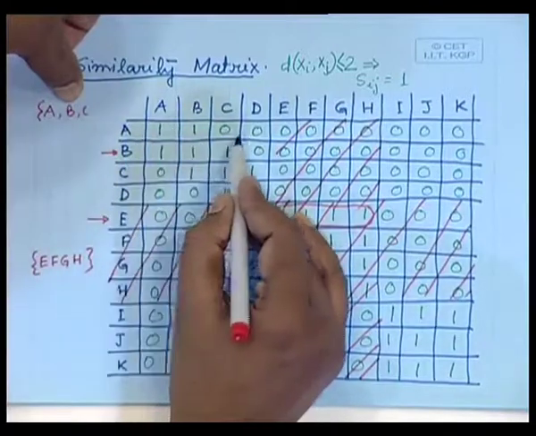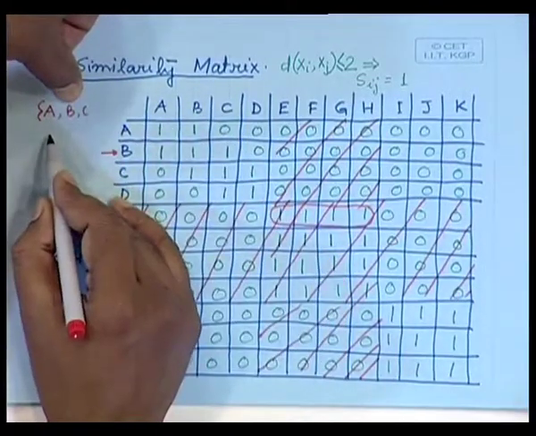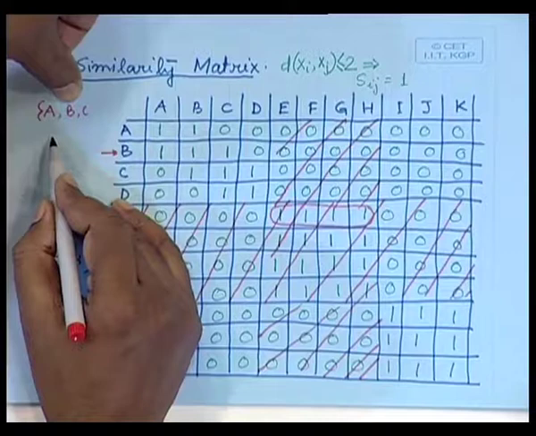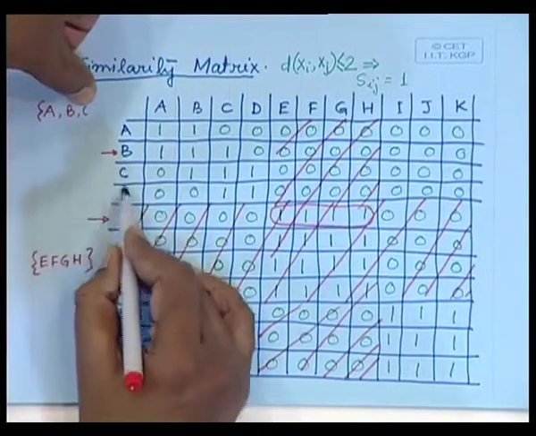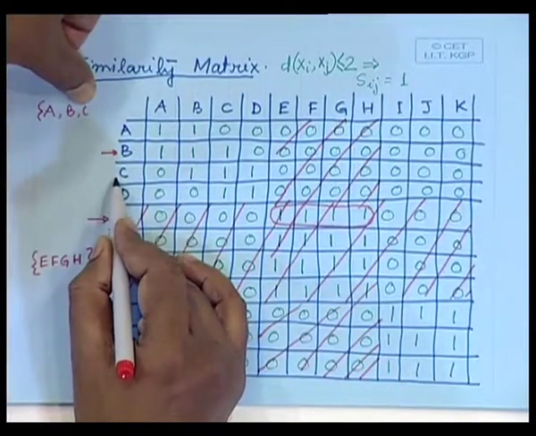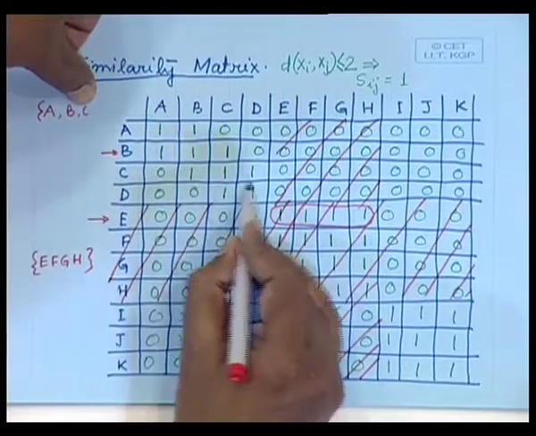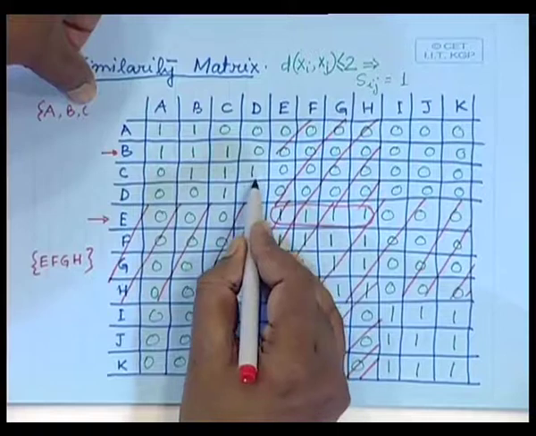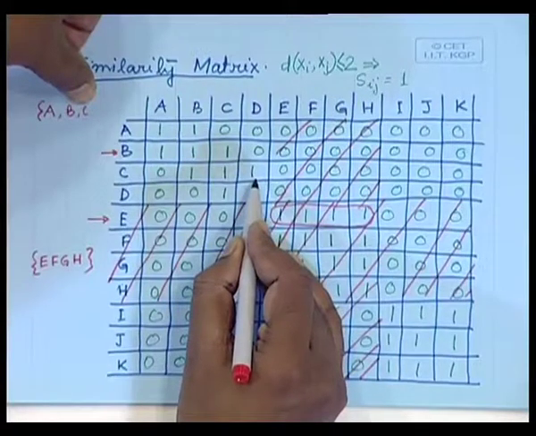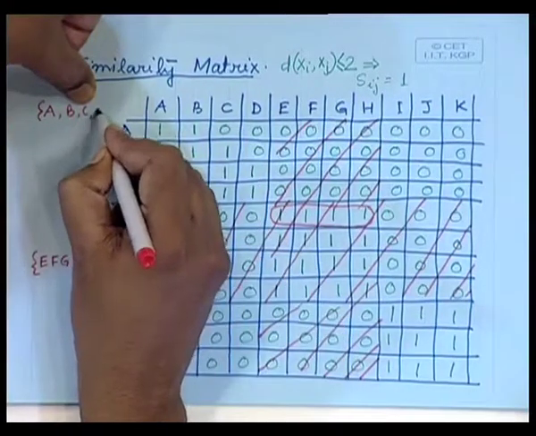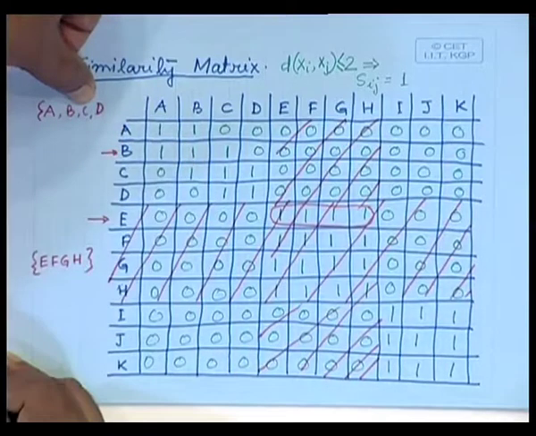So, from this row of A, I cannot add any other feature vector into this cluster. Come to the row corresponding to feature vector C, you find that B is already included, C is already included. There is another feature vector which is not included, that is equal to D. So, I have to include D into the same cluster.